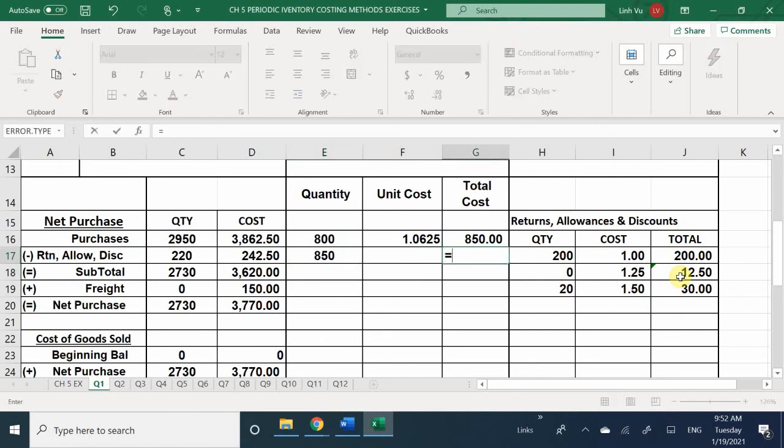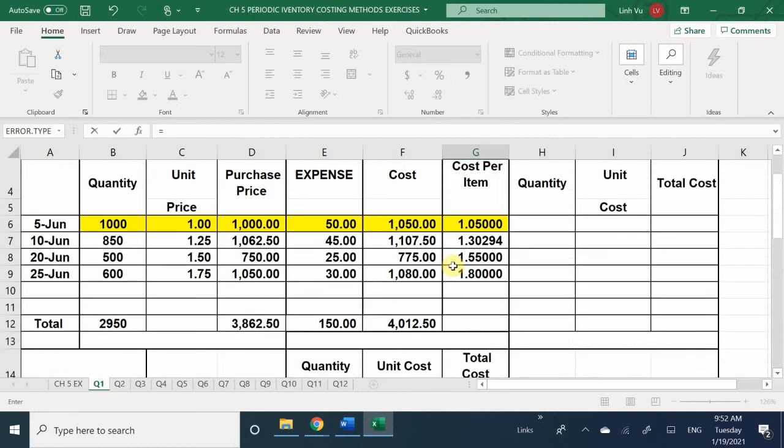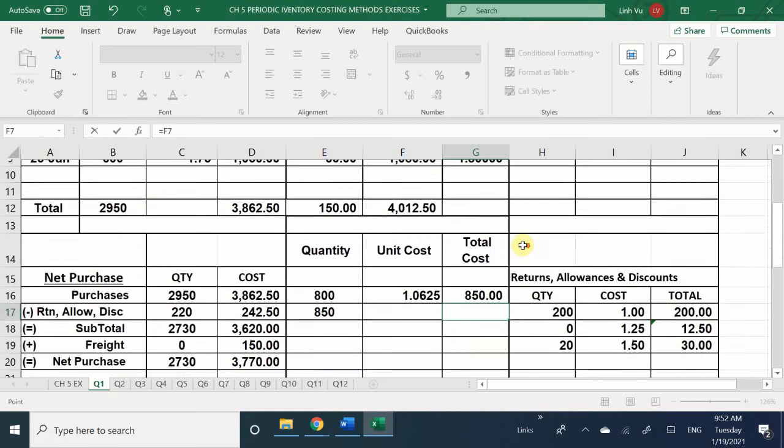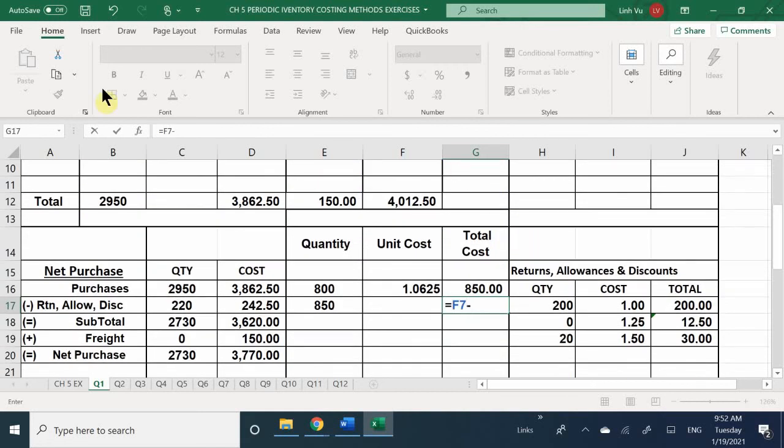Now let's go ahead and adjust the cost because now we got a discount off the original price. So if it cost me in grand total 1107.50 and I got a discount of 12.50, how much is actually going to be my total cost for these 850 items?